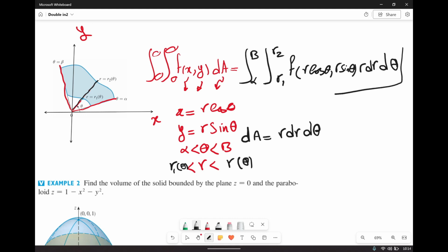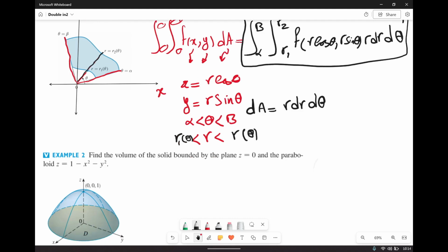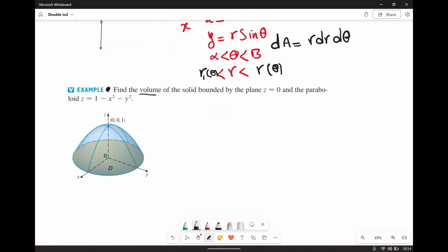Some of the students told me, oh, that is so hard. No, let's go to an explicit example. Here we're going to find the volume of the solid between the plane z equals 0 and this paraboloid. If you see, our region is exactly a circle.